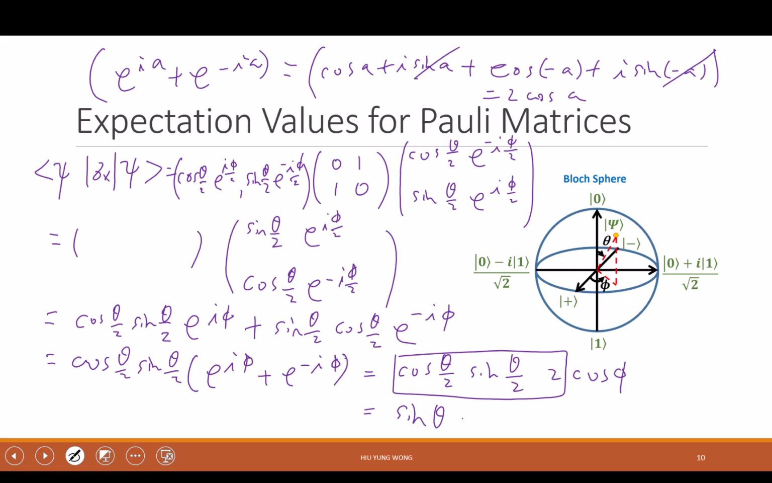Okay? I was hoping the answer would be cosine phi, because that would be the projection along the x. Is it cosine phi? No, but then you also have a sine theta. Let's see why. Let's see why. In this state, what is sine theta? This part is sine theta.